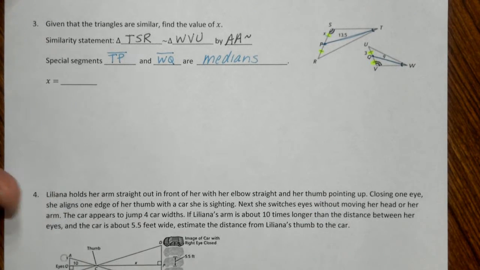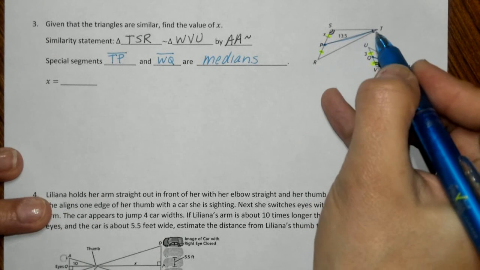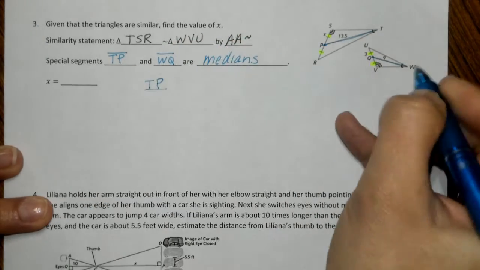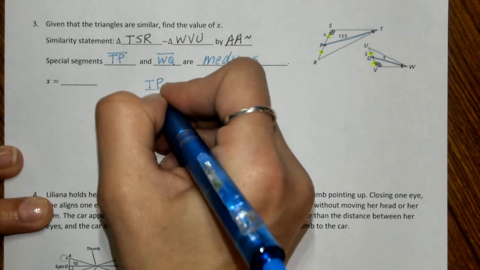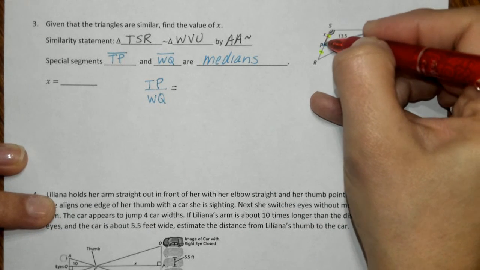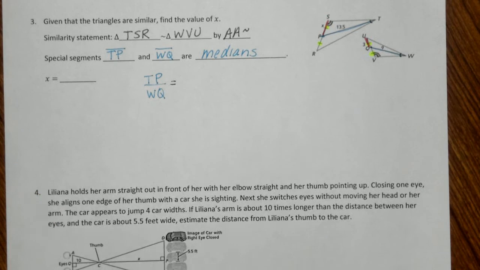So when we solve for x here, we can set up our proportion already using our medians segment. We got TP over WQ, and we will set that equal to, saying it's proportional to, well, let's look at what we have. We have SP and we have UQ, okay? We don't have the whole side. You have a couple options here.